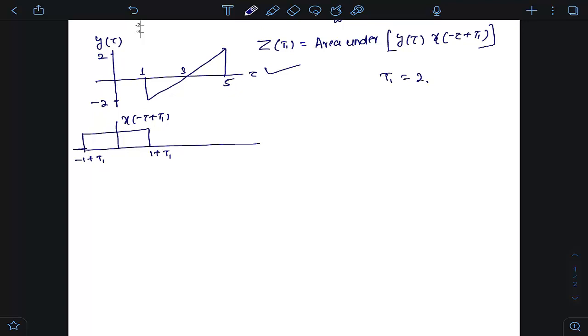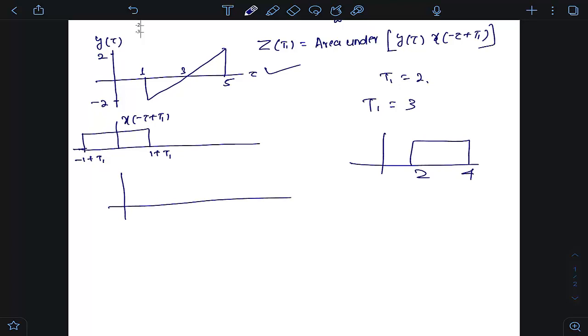Now let's say you take t1 equals 3. The waveform will now cover from 2 to how much? 4. It will cover from 2 to 4. So if it is covering from 2 to 4, what is the point? The point is that 2 is somewhere here and 4 is somewhere here.